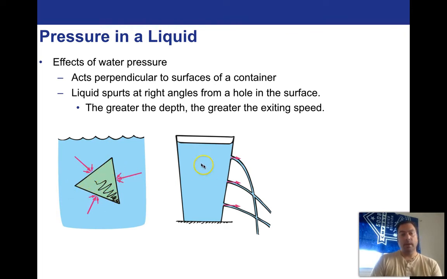All right. Liquid spurts at right angles from a hole in the surface. Why? Because it acts perpendicular to the surfaces of the container, right? So it's always going to come out at right angles. So notice those arrows. But of course, the greater the depth, the greater the exiting speed, because it has a greater force that's accelerating it. So this is not going to go out as far. This will be greater. This will be the greatest.